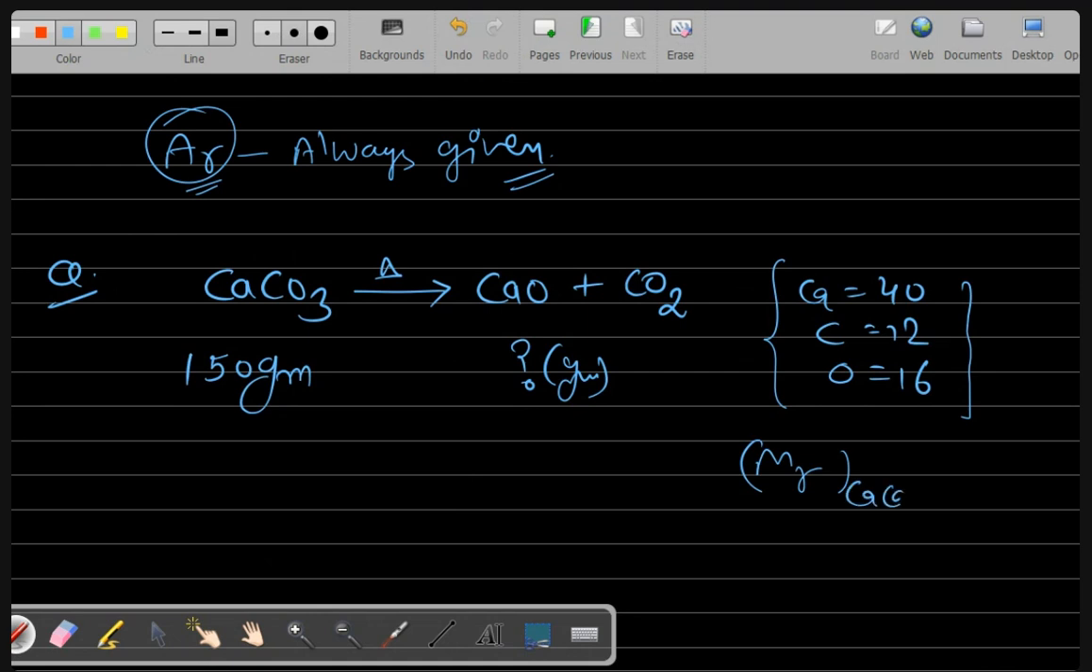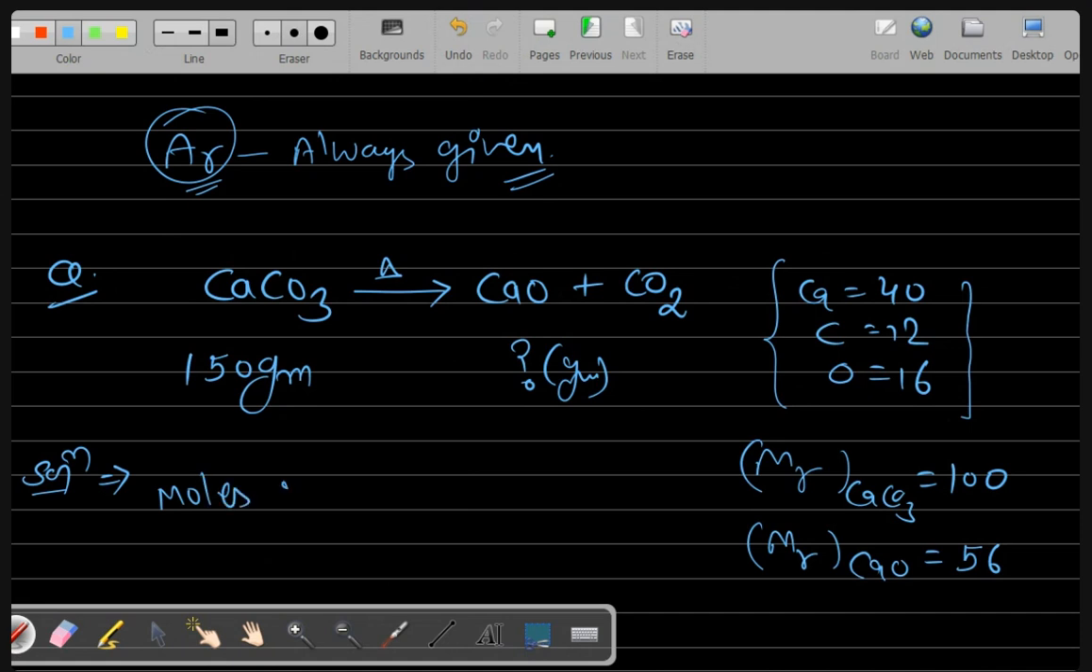The MR of calcium carbonate is 100, and the MR for calcium oxide is how much? Calcium oxide is Ca 40 plus O 16, so it is going to be 56. Do we do 56 divided by 100? No, you will need it later. First try this: how many moles are we taking of calcium carbonate? 1.5.